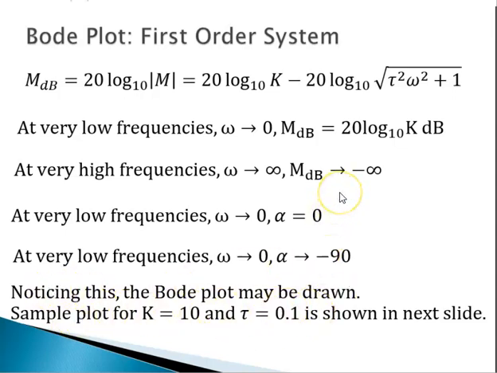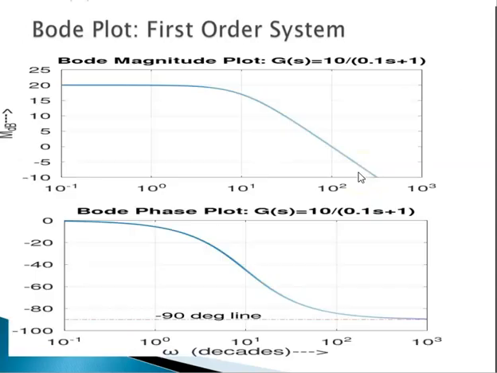Noticing this, Bode plot may be drawn as shown in the next slide. To be specific, we use numbers K equal to 10 and tau equal to 0.1 to simulate the system and draw the plot as shown here. Okay, 10 by 0.1 s plus 1. So this part, low frequency part, is a flat curve, and then it is coming down approximately at a slope of 20 decibels per decade. We'll see what this means in subsequent classes. If you don't get it, don't really worry now. This is the phase plot.